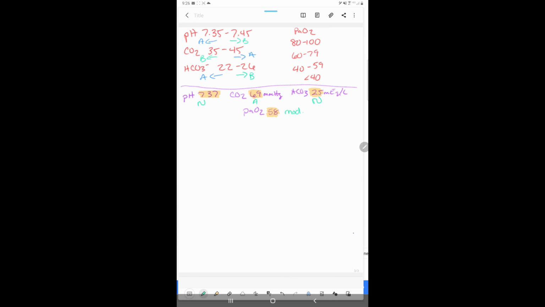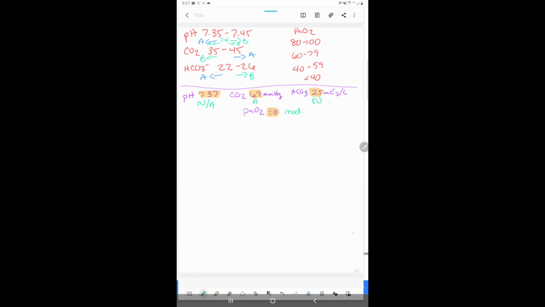Okay, so this patient has a normal pH, so remember we have to look up here and put a 7.4 because that's the perfect number for our pH. And anything that goes to the left is an acid. Anything that goes to the right is a base. So 7.37, that is going to the left. So this is leaning acid. Okay. So I put N and then I put a slash A. So I know it's normal, but it's leaning acid.